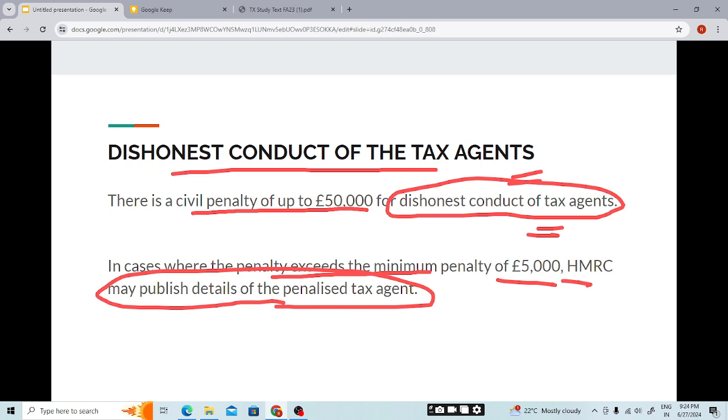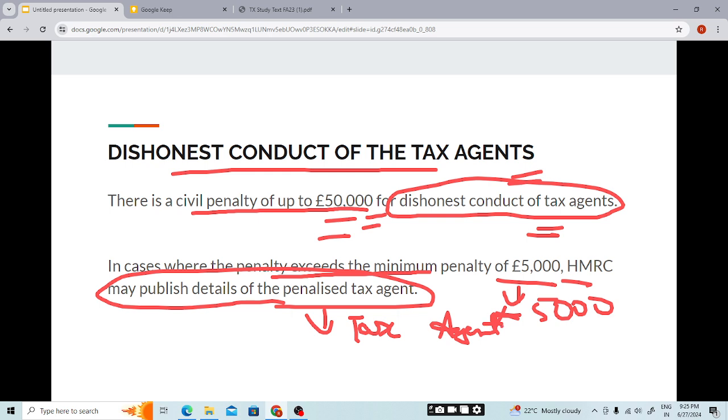So as a tax practitioner, if I tell my client, okay, you can do it this way and reduce your tax, but I know that this is an illegal way, and I am found out, then there is a civil penalty of up to 50,000 pounds for my dishonest conduct as a tax agent. The penalty of up to 50,000 pounds will be decided by HMRC, and if the penalty is more than 5,000 pounds, then the details of the tax agent will be published.